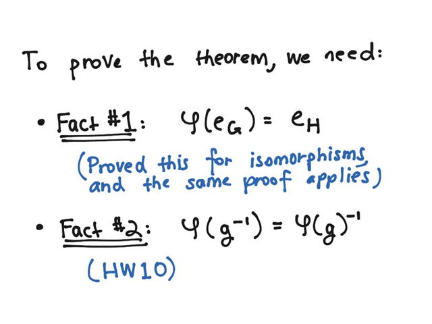And the second fact we'll need is something that I've asked you to prove on your next homework 10, which is that for any homomorphism phi and any element g in the domain of phi, phi of g inverse is the same thing as doing phi of g and then taking the inverse of that. So keeping these two facts in mind, let's see how we prove the theorem.